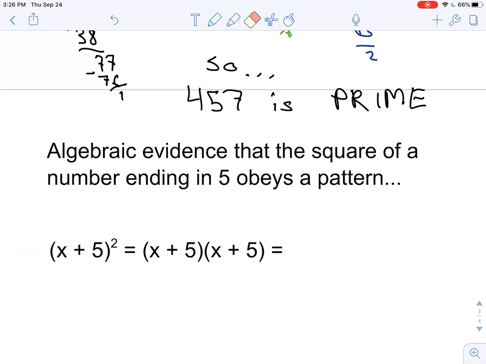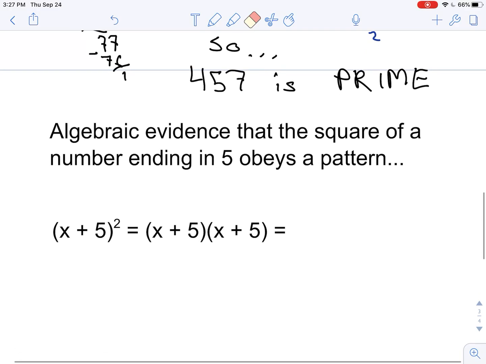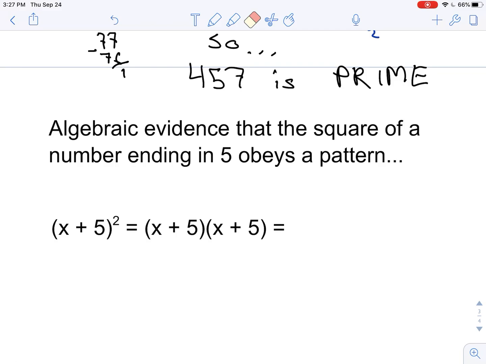So, the other thing I want to talk about here is some algebraic evidence. I've talked about this before, how numbers, okay, when you square some number that ends in a 5, there is a certain pattern to it that allows you to do the mental math like super duper fast. So when I do x plus 5 here, folks, algebraic multiplication here demands that when I'm multiplying these, I really distribute both. I say x times x and the x times the 5, like so.